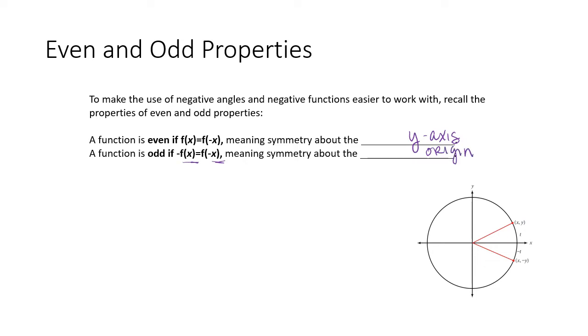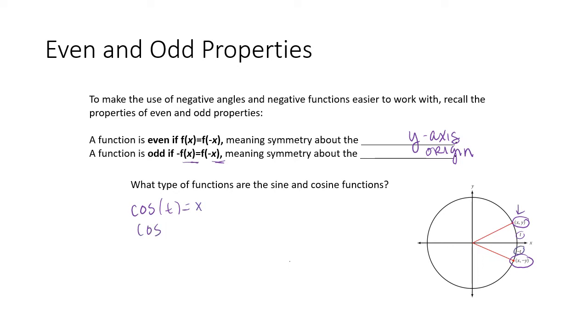So if we're looking at sines and cosines, what type of functions are the sine and the cosine values? You can see here that when we look at these, the cosine of this angle t equals x, and the cosine of negative t equals x. So since when I put in the original input and then the opposite of the input, I got the same outputs, this means that the cosine function is even.